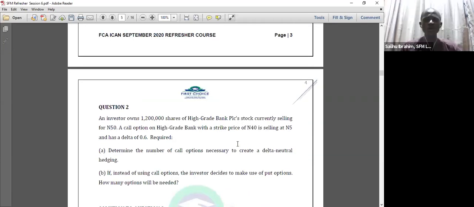An investor owns 1,200,000 shares of high-grade bank PLC stock.